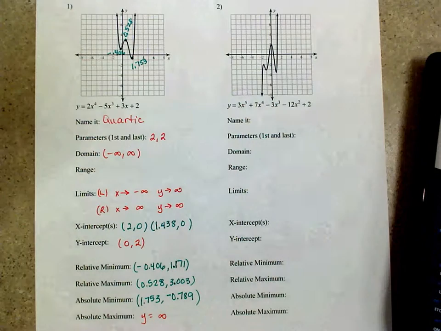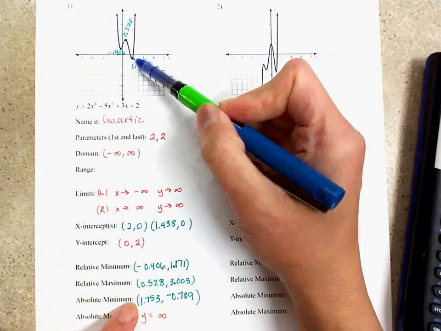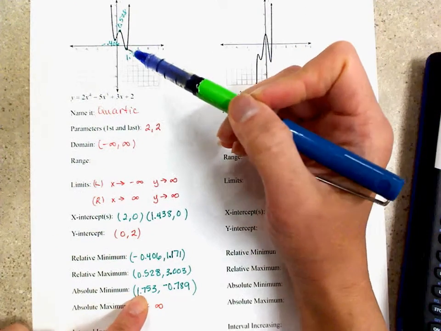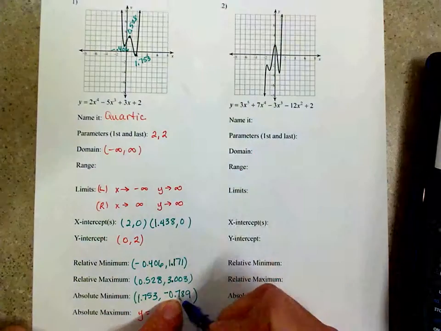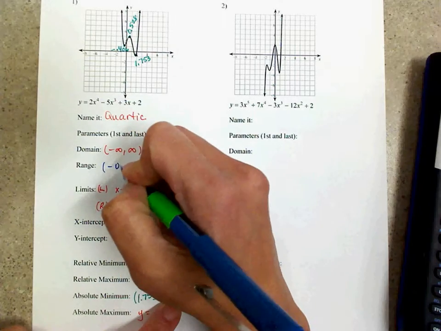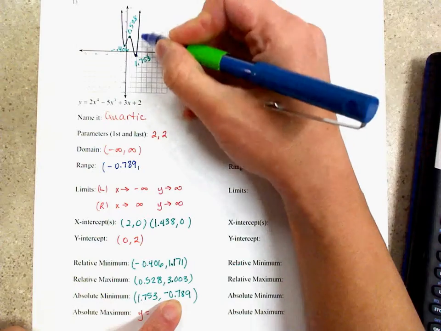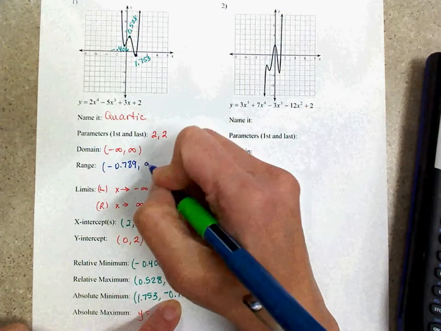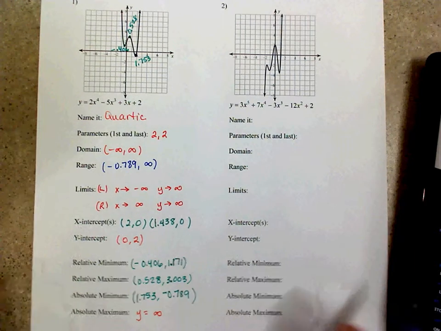All right, your range goes from low to high. Well, where is your lowest point? Right here. That is your absolute minimum right here. What is your y value right there? Well, the lowest y value is negative 0.789. This point right here going all the way up to infinity, okay? So, look through. You got everything else. The only thing you have left is your interval increasing and decreasing.